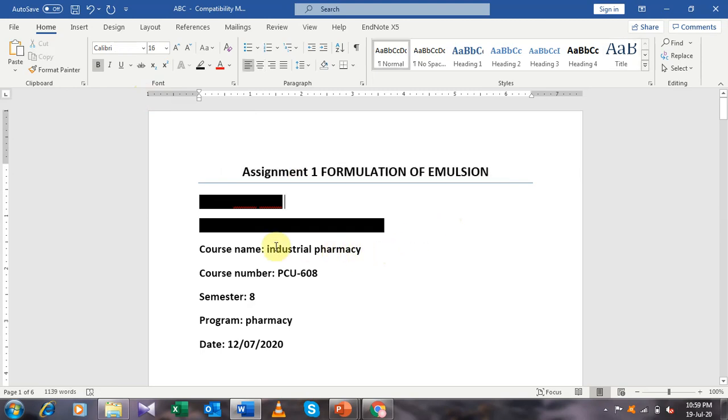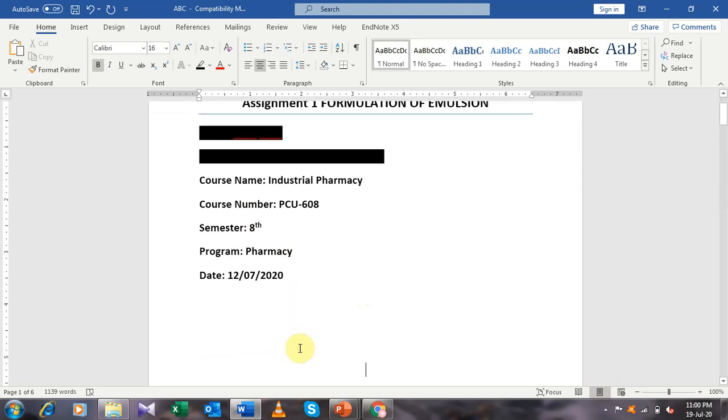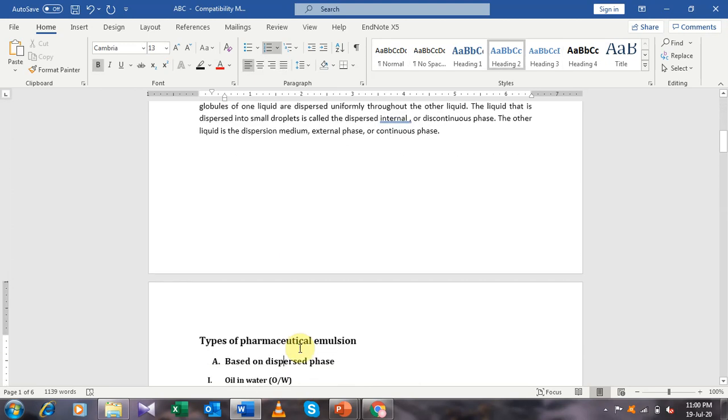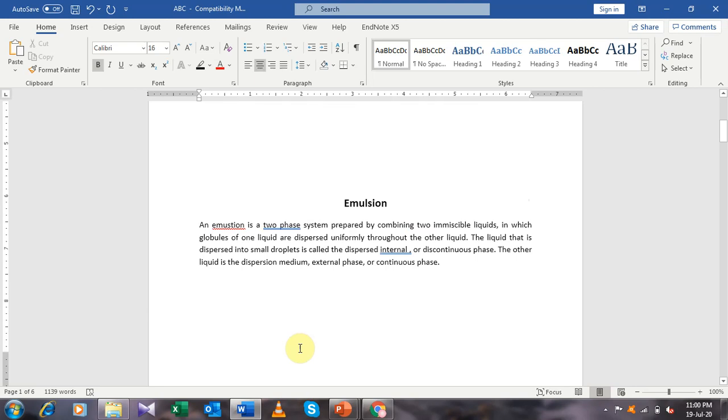You can see this topic, the course name, that is written right as industrial pharmacy like this, and that is okay. And semester 8, if I write it as 8, then it will be more appropriate. And in pharmacy, if I write it with capital P, and the course name, if I write this title as such, I think it will be more convenient. You can see in the front page, in the title page, the student has written the emulsion.